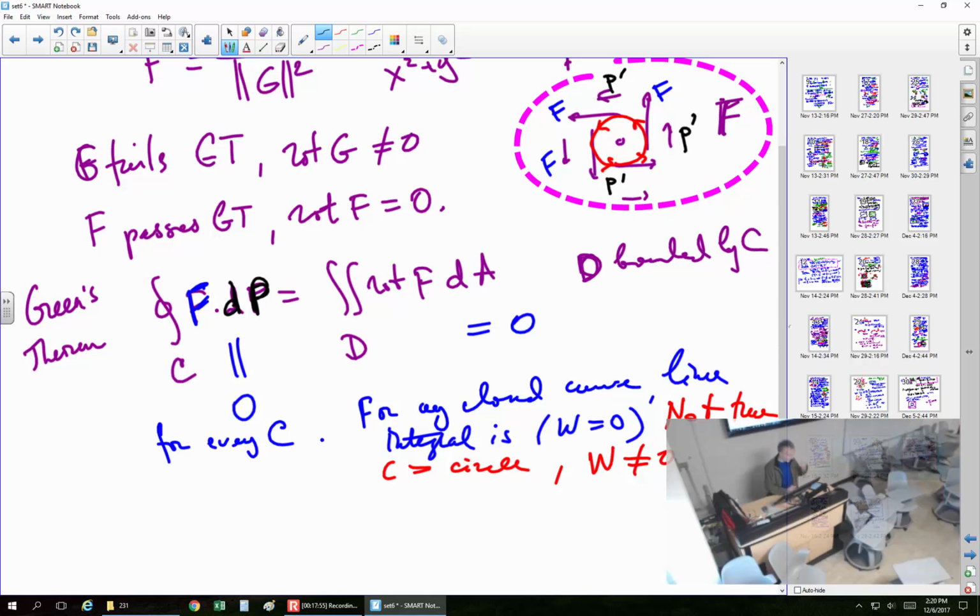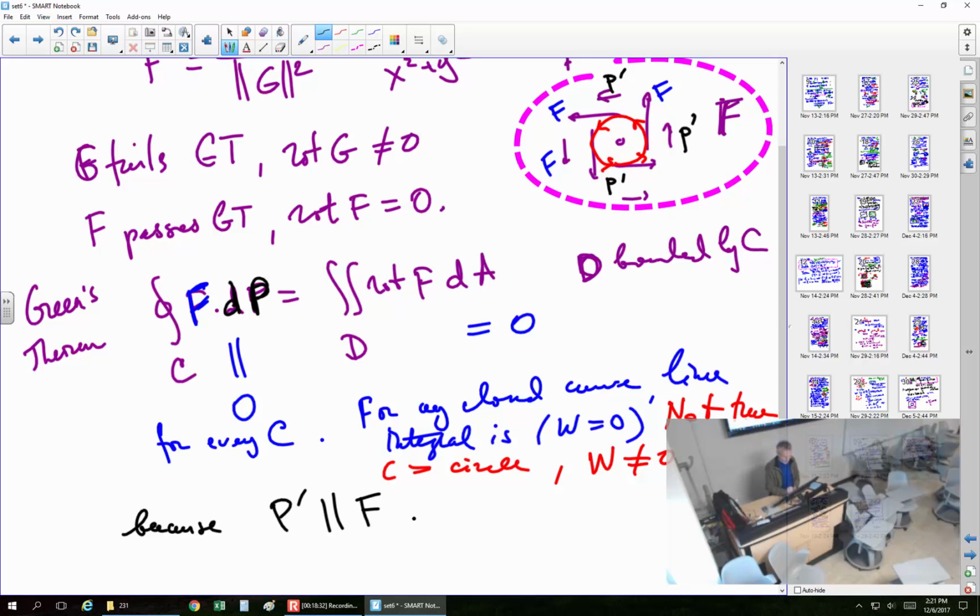Do dot product, that little dot is the dot product with my vector field. But what's so special about the tangent vectors, tangent vectors to the circle? They're parallel. So dp, p prime, is parallel to f. So that's why. Either you go this way or that way, it doesn't matter, you're either doing positive or negative work, there's no loss, there's no cancellation either. So it's going to be either positive or negative, but it cannot be zero.